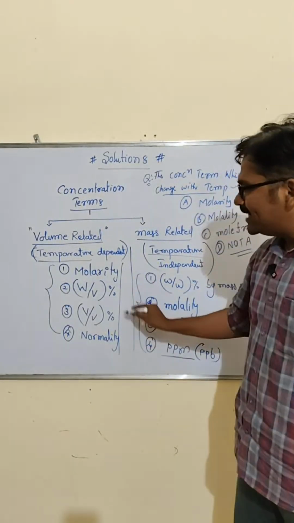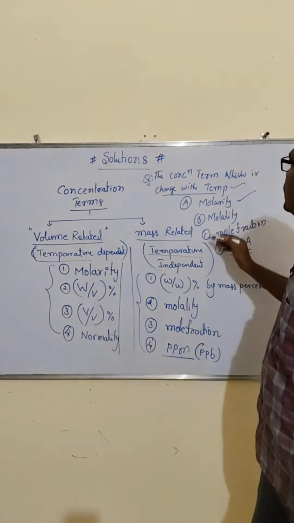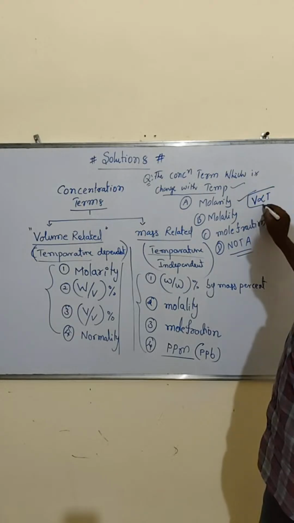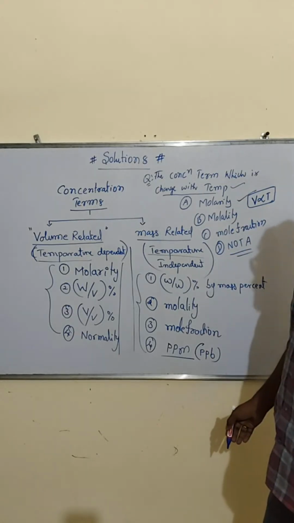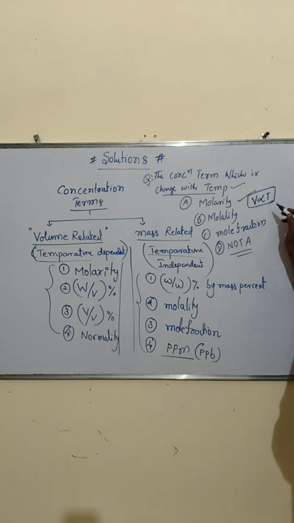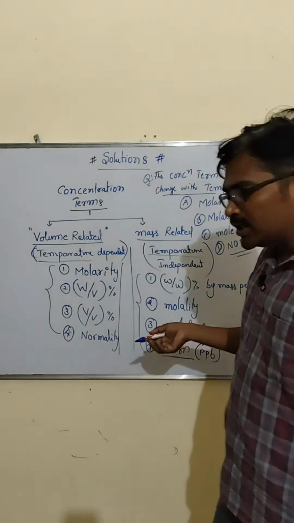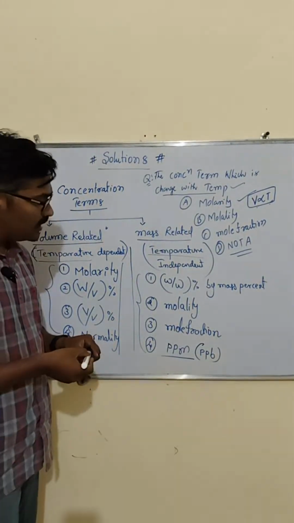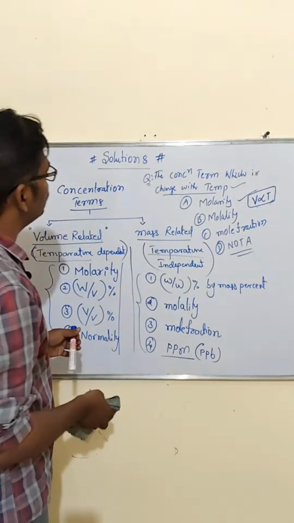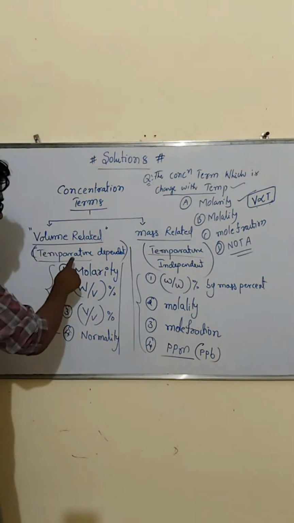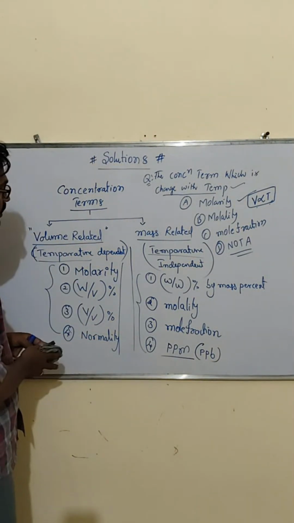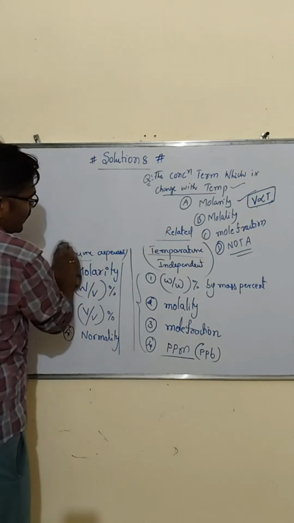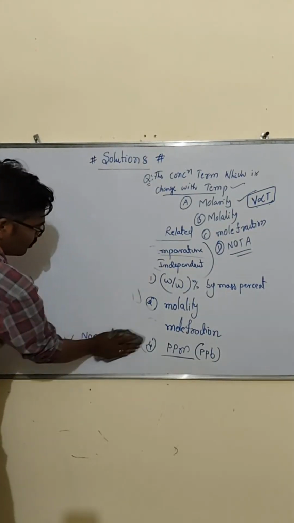Why do these change with temperature? According to Charles law, volume is directly proportional to temperature at constant pressure. If temperature changes, volume also changes, and if volume changes, the concentration term also changes. So remember, the terms related to volume depend upon the temperature. Okay, clear? Now we discuss molarity.